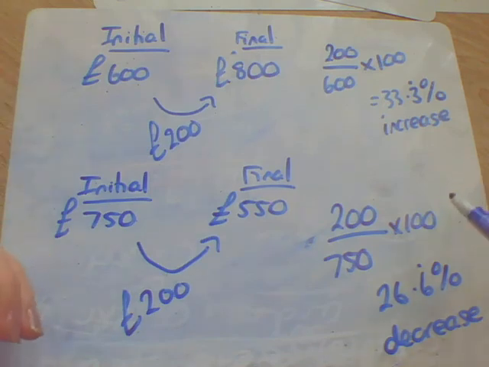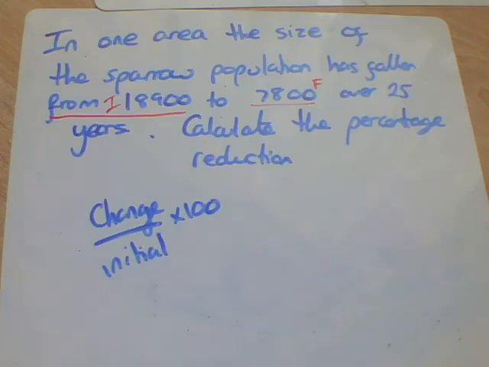Now they can put these into words and you need to be really careful, so we're going to have a look at one of those next. Okay, so here's our question. In one area the size of the sparrow population has fallen from 18,900 to 7,800 over 25 years. Calculate the percentage reduction.